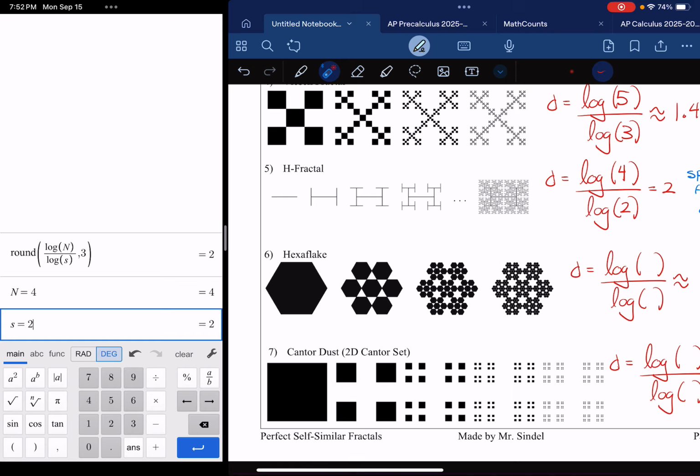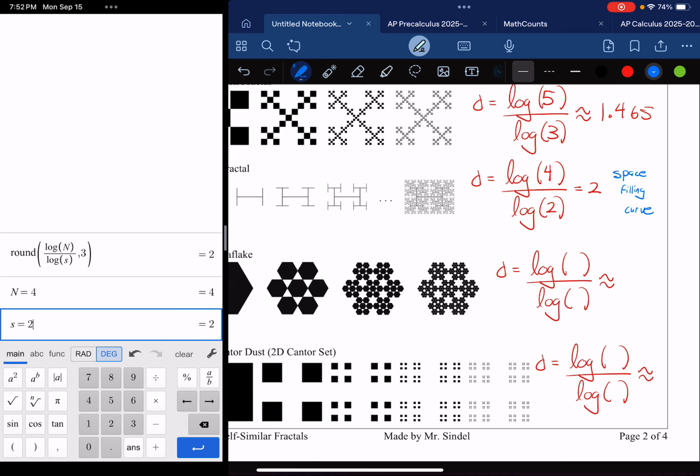Super cool looking, right? So for the hexaflake, how many new pieces do we have? We didn't count the old piece because it was laid on top of the H fractal, but these are all brand new pieces. They're all smaller, so we count each of them. We have 1, 2, 3, 4, 5, 6, 7. So 7 pieces. So I can say log of 7 for the top. And then how big are each of the pieces?